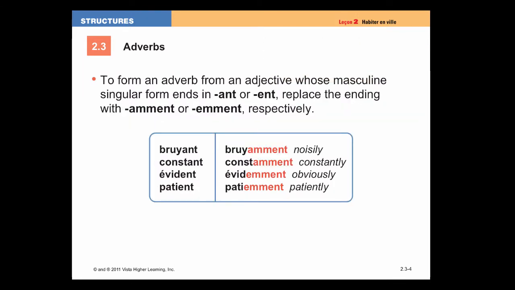Now, if the masculine singular form of an adjective ends in ant or ent, we're going to replace the ending ant or ent with amment or emment. It is pronounced exactly the same. So look at this. Brillant, which is shining, brillamment is brilliantly. Constant becomes constamment. Évident becomes évidemment. Patient becomes patiemment.